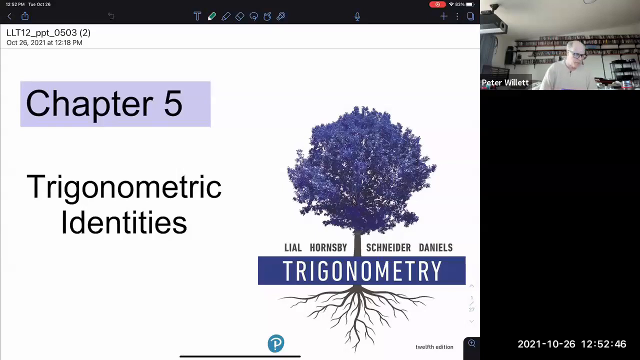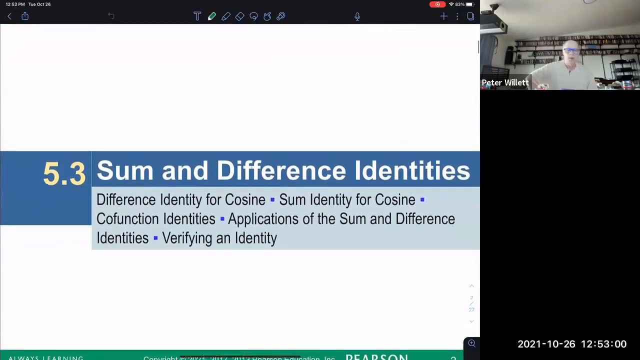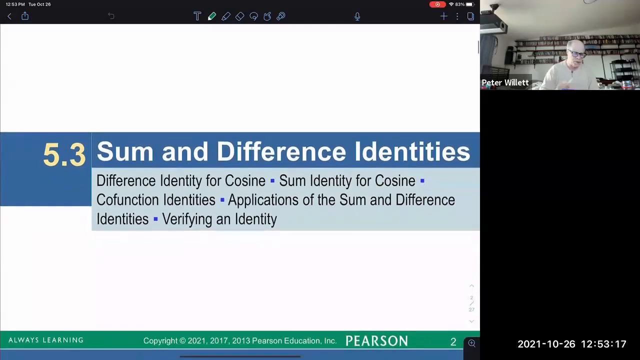All right, chapter 5. We're working in chapter 5 on trigonometric identities. And we've looked at a couple of sections so far, and now we are up to 5.3. In this case, we're going to introduce some more trigonometric identities, but these aren't the fundamental ones that we've been working with up until this point. We have some specific new identities designed to help us accomplish things in trigonometry problems.